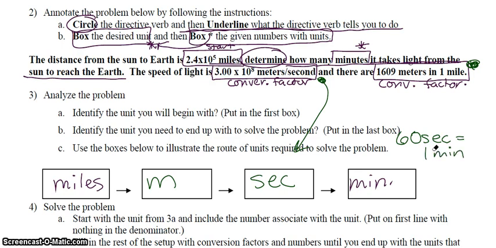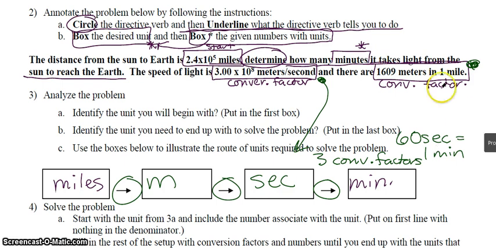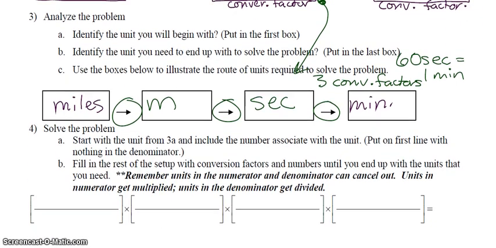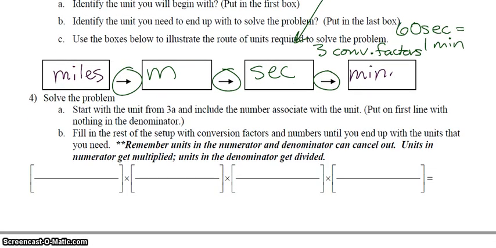So we're going to use 60 seconds equals 1 minute as our last conversion factor. So when we make a plan like this, the benefit is that the number of arrows will equal the number of fraction conversion factors that we're going to use. So we're going to need 3 conversion factors to solve this problem. So let's tackle it. We're going to start with our first value.